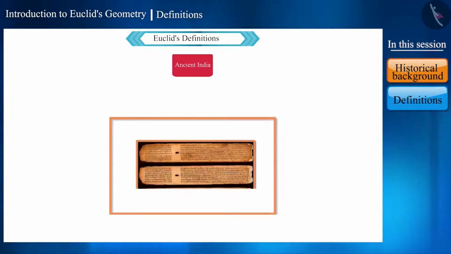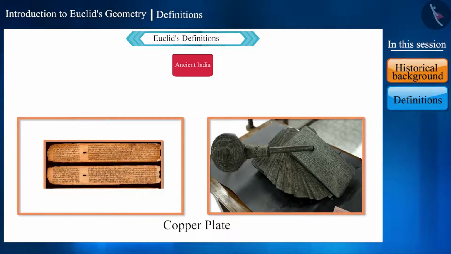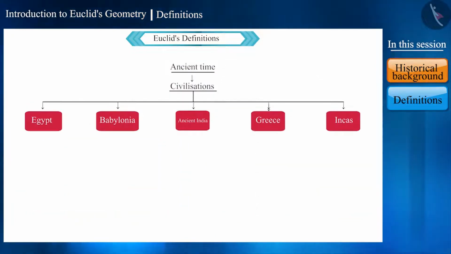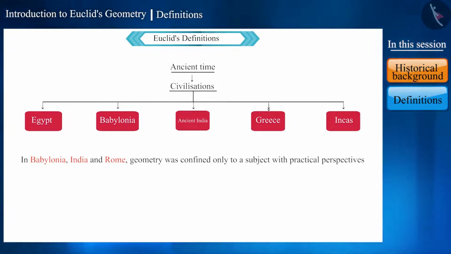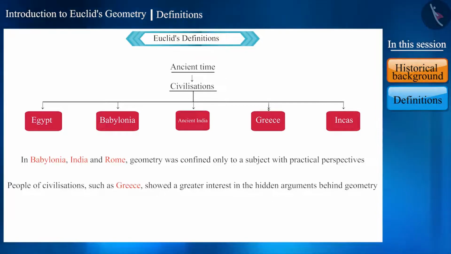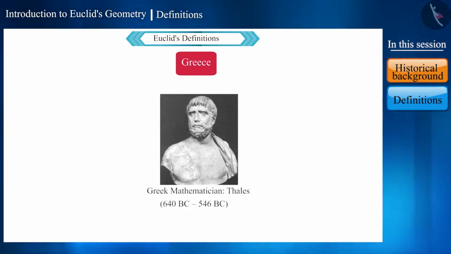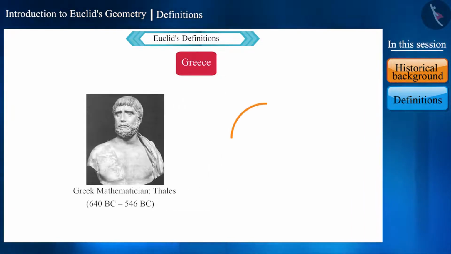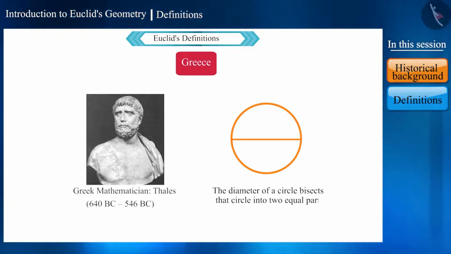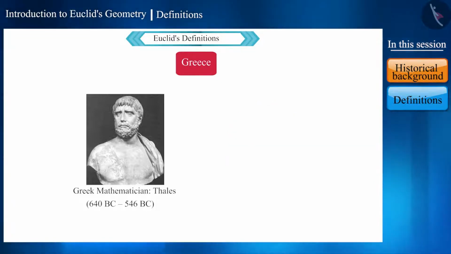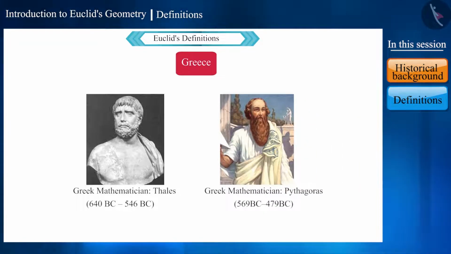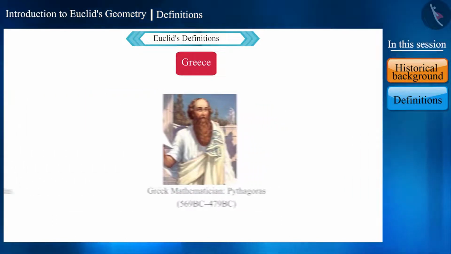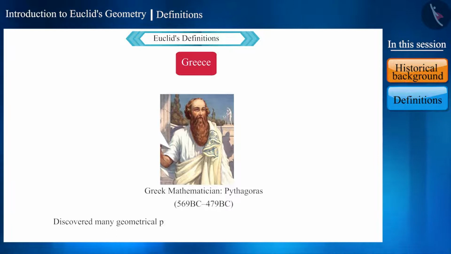We have been receiving information on geometry from one generation to the next, either orally or through written messages on copper plates. In some civilizations, such as Babylonia, India, and Rome, geometry was confined only to a subject with practical perspectives. But people of civilizations, such as Greece, showed a great interest in the arguments behind geometry. The Greek mathematician Thales first provided the fact that the diameter of a circle bisects that circle into two equal parts. Friends, you would have heard the name of Greek mathematician Pythagoras. He was Thales' disciple. Pythagoras and his comrades together discovered many geometrical properties and developed the principles of geometry.